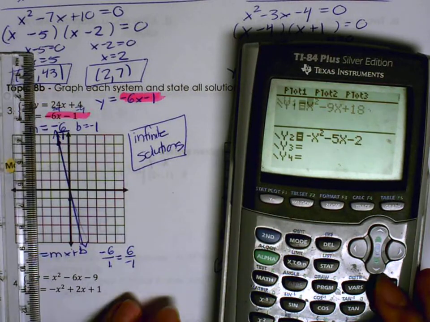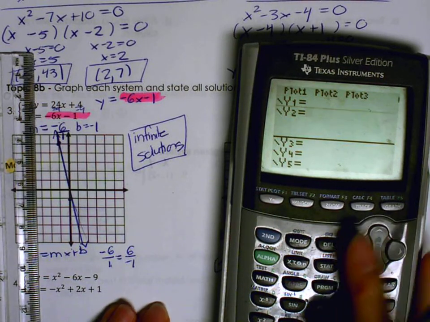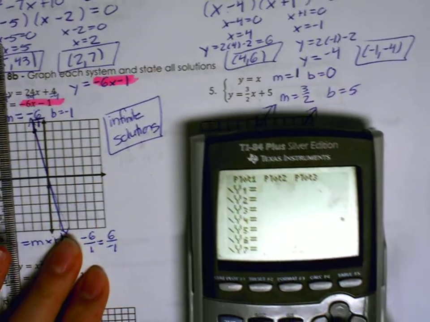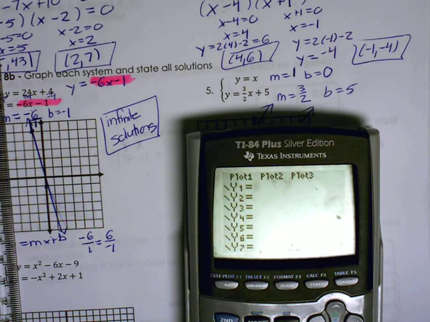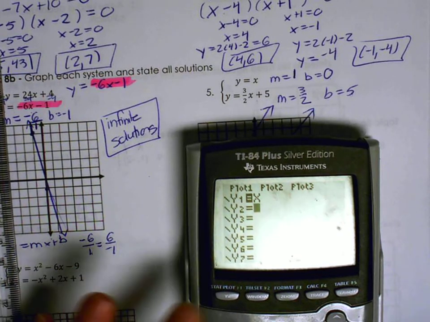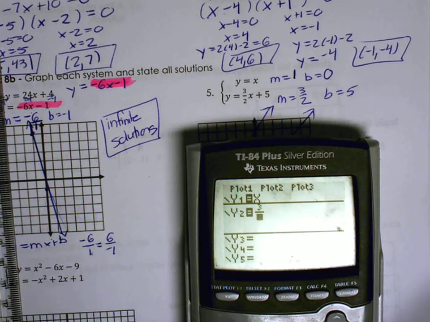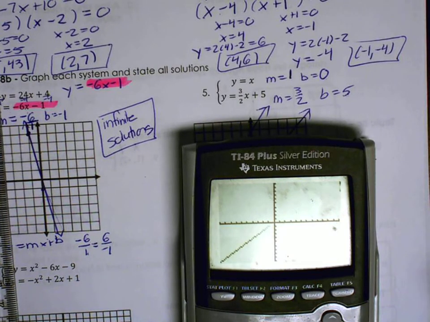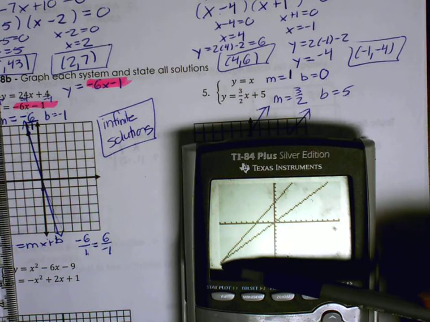So we're going to go to y equals, and whether you graph by hand or graph on the calculator, they need to be equal to solve for y. So y equals x. And then y equals 3 over 2 x plus 5. So let's hit graph. And I can see even here, they're barely touching on my graph down here.